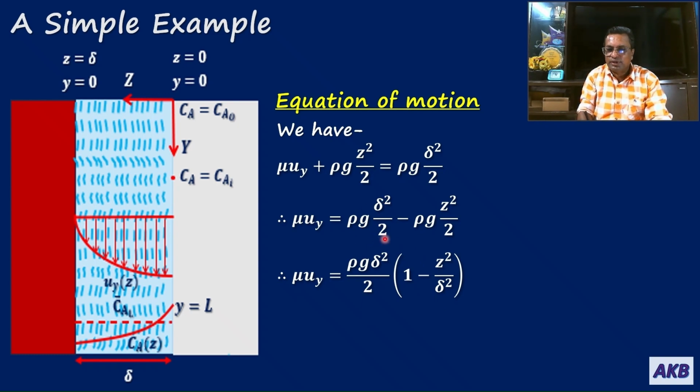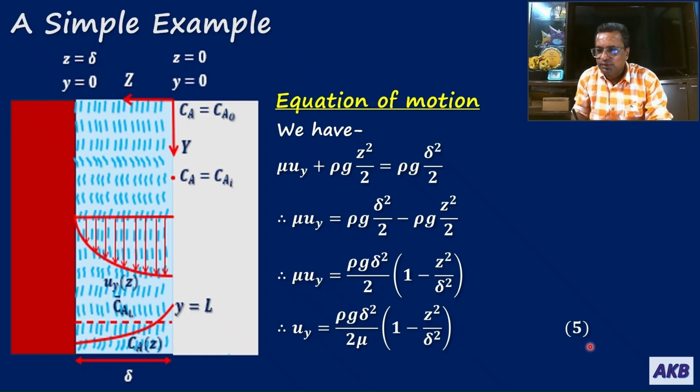Rho g delta square by 2 is taken out as a common term. That's why you have rho g delta square by 2 into 1 minus z square by delta square. So that is uy is equal to rho g delta square upon 2 mu into 1 minus z square by delta square. And I am calling this equation number 5.